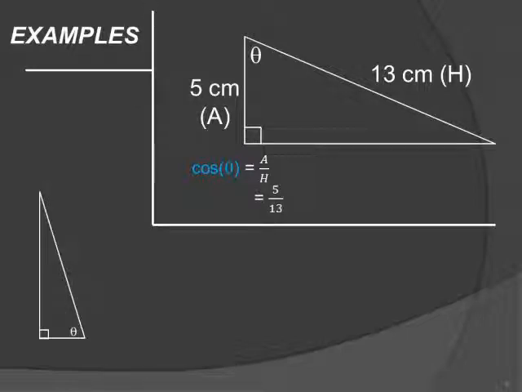Here we have another triangle. We have 7 metres along the bottom. We have a hypotenuse of 32, so our adjacent is 7 metres, our hypotenuse is 32, so cos of the angle is A over H, which is 7 over 32.